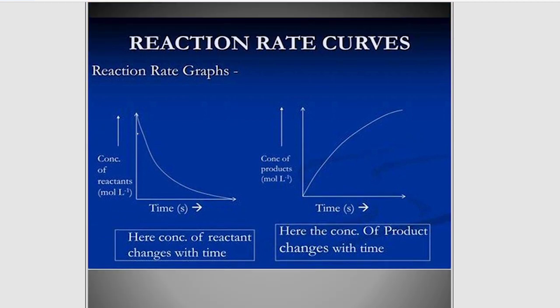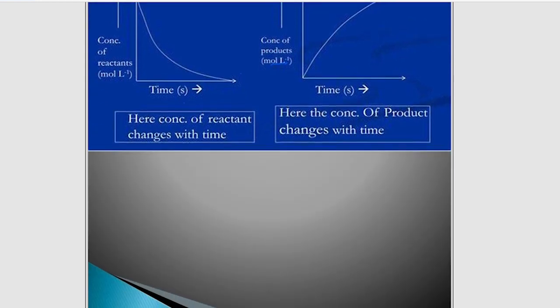So reaction rate graphs: if the concentration of reactant decreases, then in that case this kind of graph will be there against time in seconds. If you are going to take mole per decimeter cube, the concentration of product, then the graph will be like this. So time in seconds will be the unit given on the graph.